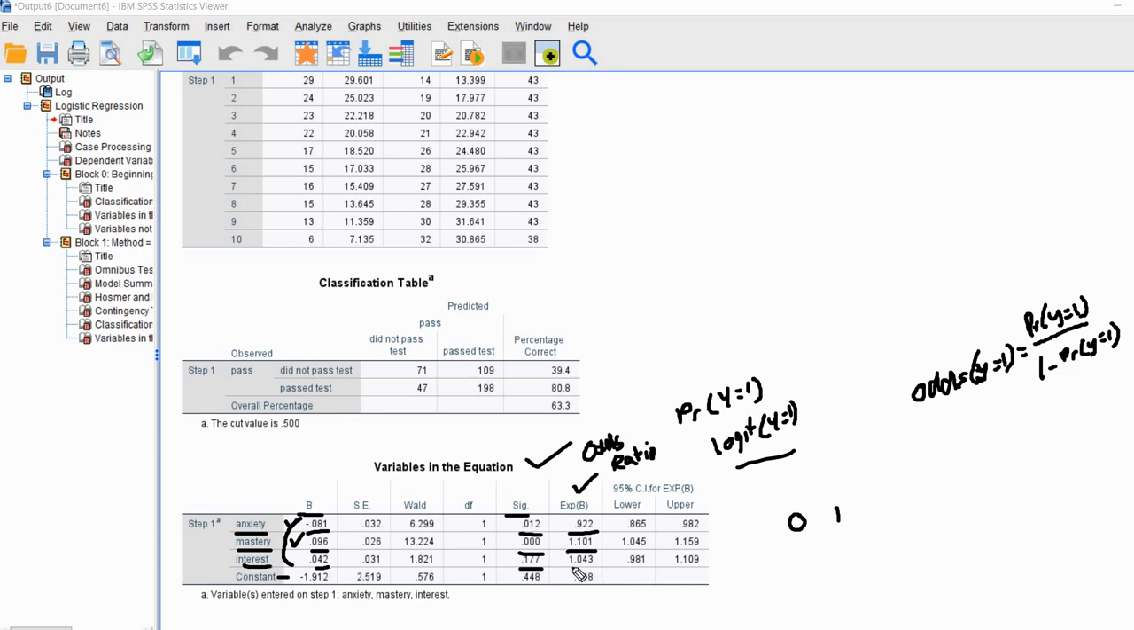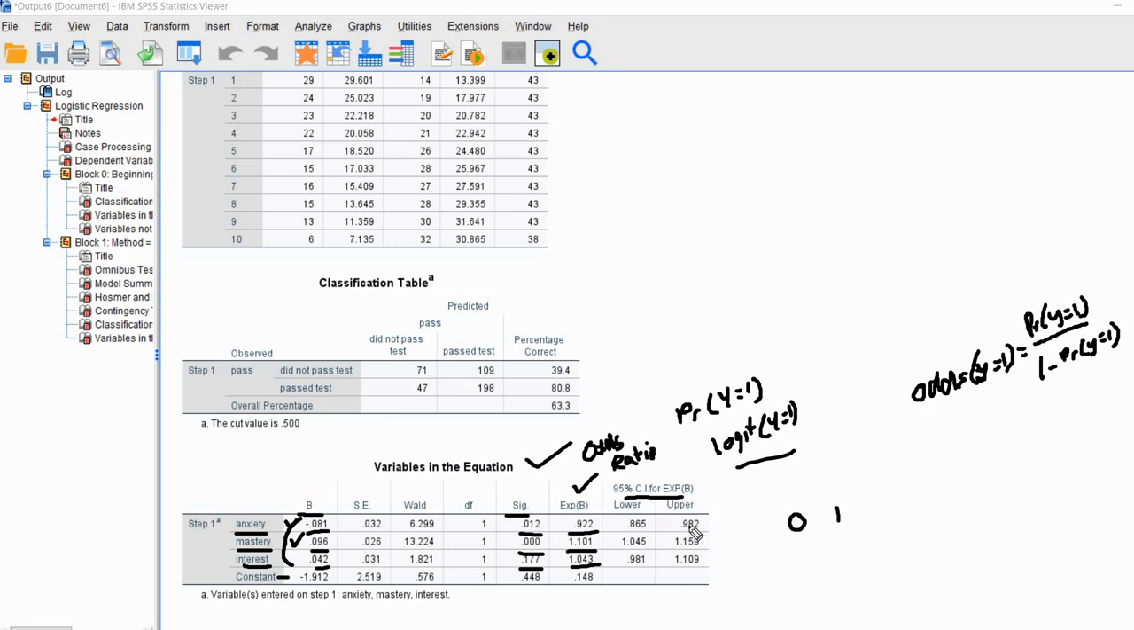Then for the interest predictor right here, we also have an odds ratio that is greater than 1, signifying that as we move from low to high on interest, the odds of passing are increasing as well. So that's basically how you can think about the odds ratio. It's simply reflecting changes in the odds as we move from low to high on each of our predictor variables.